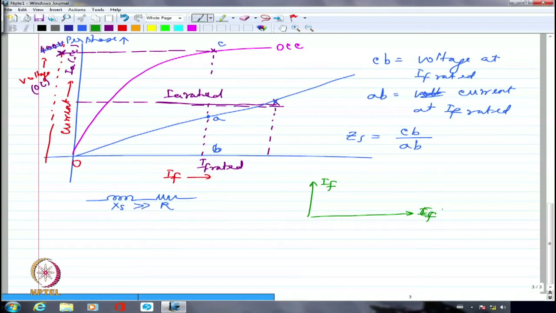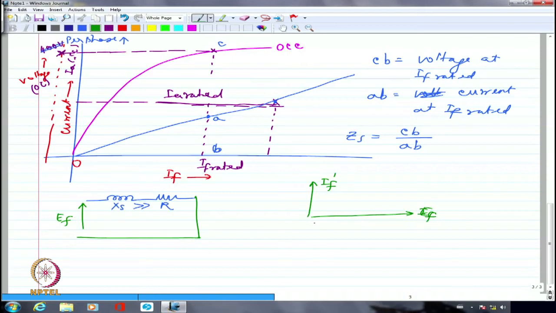EF is somewhere here. This is IF dash, and this is EF. If I am going to have a current in the armature which is highly inductive, I am not having any external impedance. The only thing I have is Xs, and R is negligibly small. Xs is way too large. So I have short circuited this and connected EF here. This is what I have done during short circuit condition.